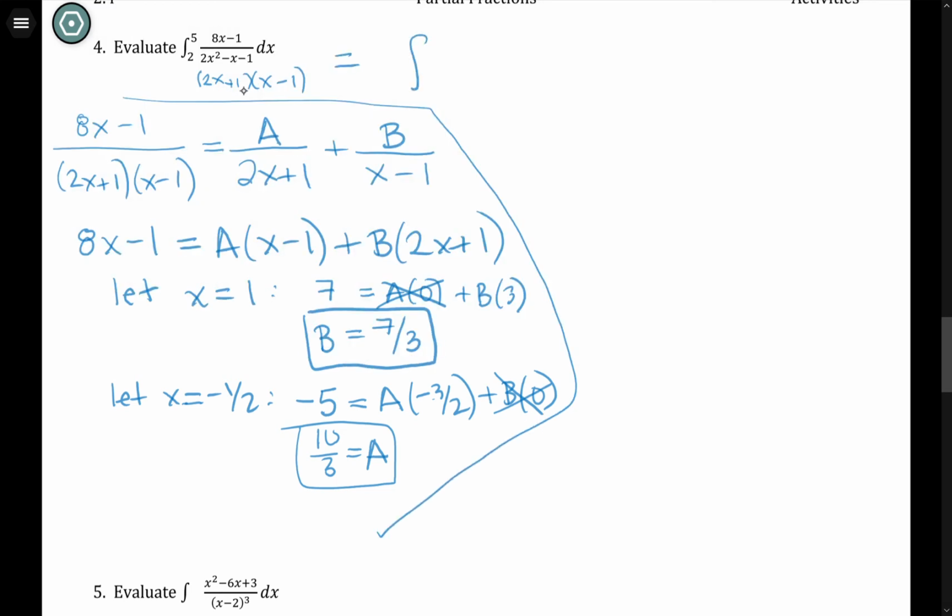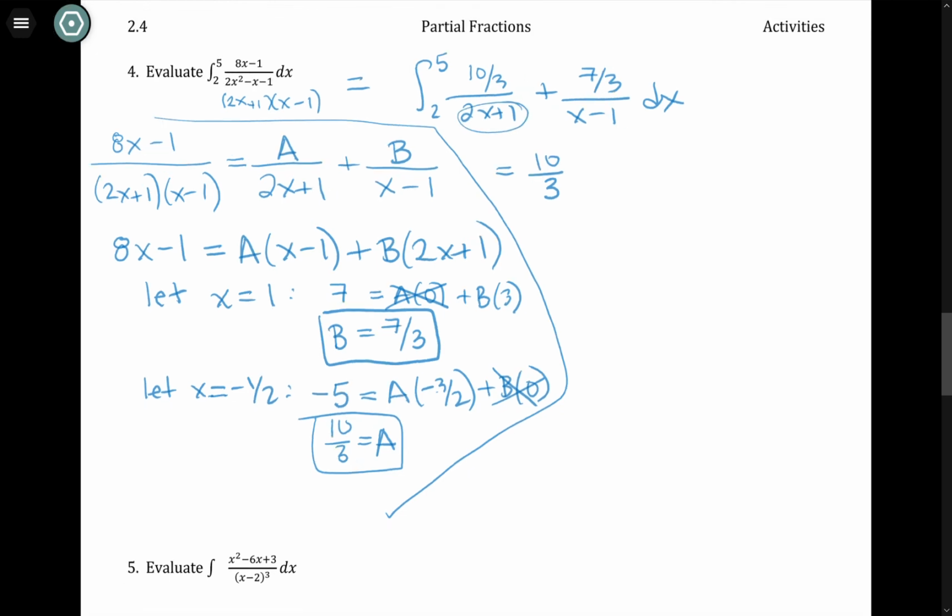This is going to leave me the integral from 2 to 5 of a over 2x plus 1, where a was 10/3, and then b over x minus 1, where b was 7/3. So I'm going to get the 10/3, and then I have a 2x plus 1 in the denominator. So 1 over 2x plus 1. Since that's a first degree denominator, I am expecting to get natural logs.